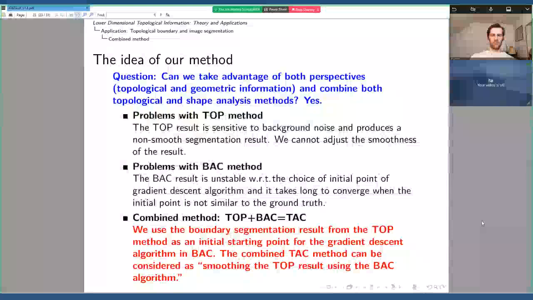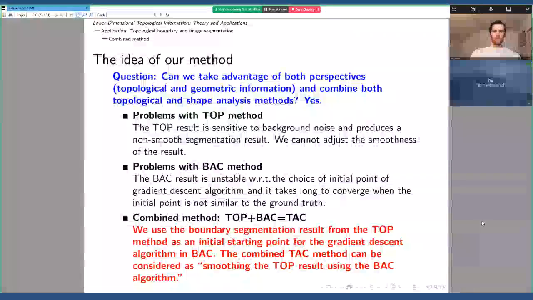The first one uses topological information to do the segmentation, while the second one actively treats the segmentation task as a curve estimation, and we regulate some of its geometric properties, for example, smoothness, and combine these topological and shape analysis methods. Unfortunately, our answer is yes. Before that, let's look at some problems with both methods.